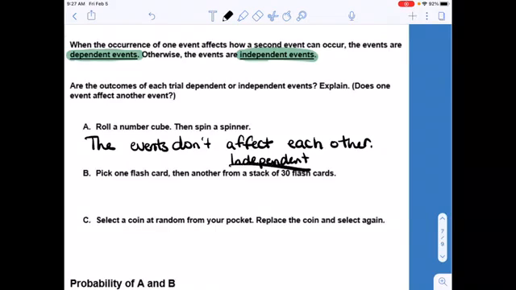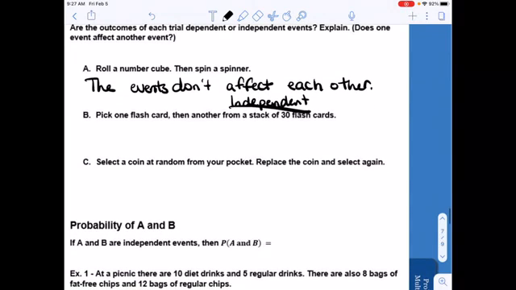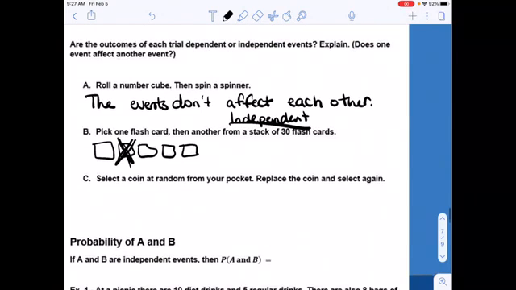Example B, pick one flashcard, then another from a stack of 30 flashcards. Now, if you had 30 flashcards, we're going to do a smaller group here. I'm going to do 5 or something. If I pick this one out, and then I just pick another, I have changed my grouping. I now have 29 flashcards if you visualize more than just 5 drawn out. That means this is a dependent event because I don't replace this one and I have to draw a different one. It does affect the second event.